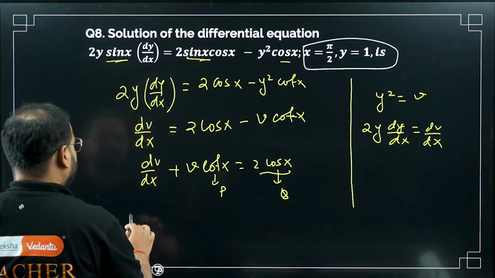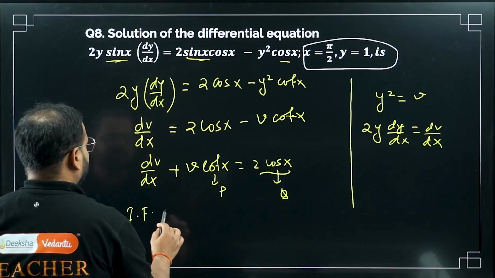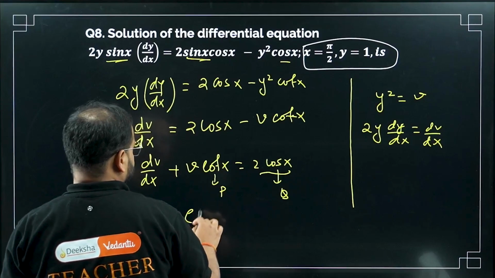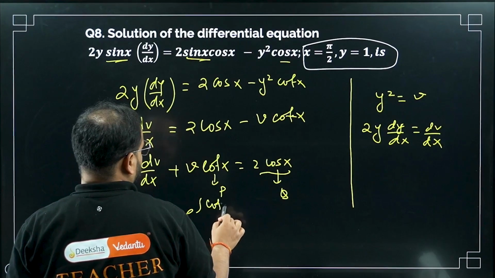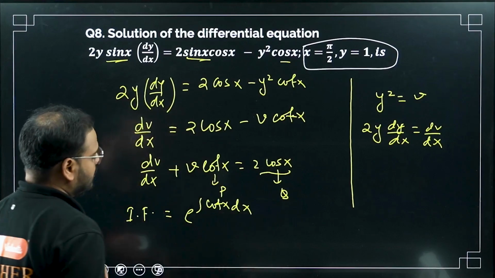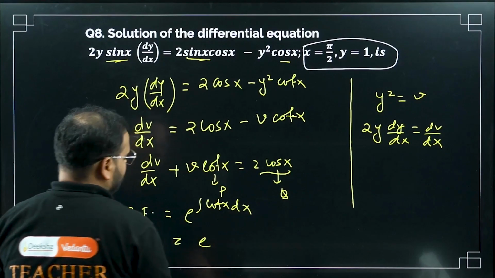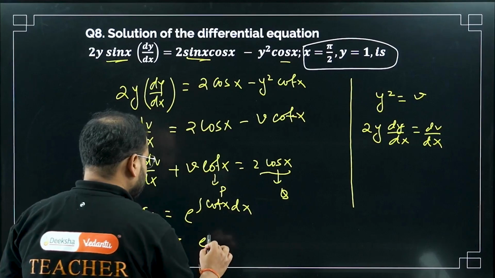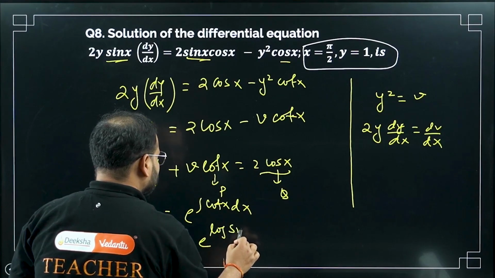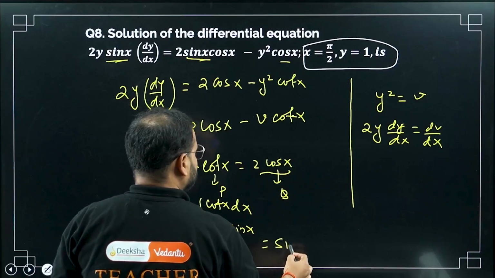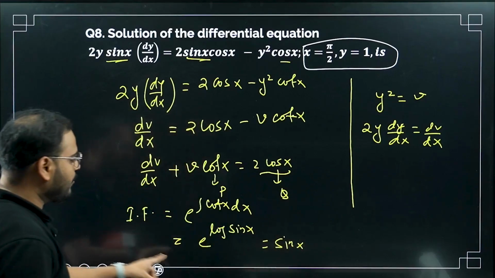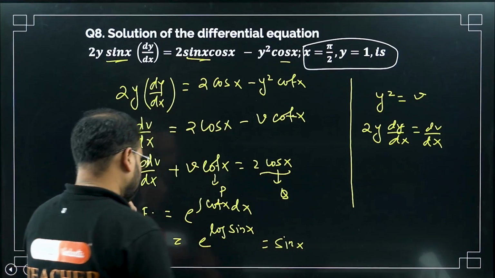So what is the IF? Integration of e power cot x with dx. How much is that? E power, if you remember, integration of cot x is log sin x. E and log cancel the effect. What is the answer? Simply sin x. So I have IF as sin x.